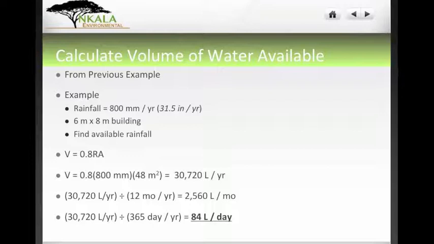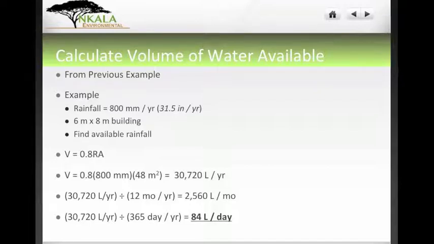And we'll get 30,720 liters per year. Divide that by 12, that gives us just under 2,600 liters per month. And divide it by 365, and that gives us our 84 liters per day. So now we know how much water is available. All right, so we've done our design drawings, we've done our construction schedule, we have calculated our projected roof area.